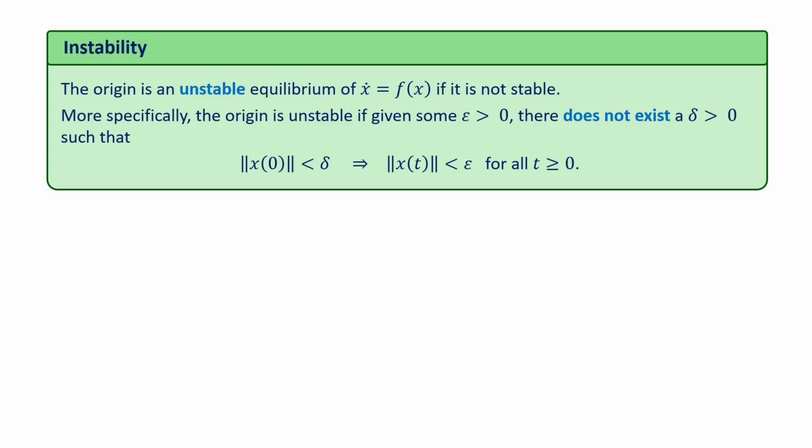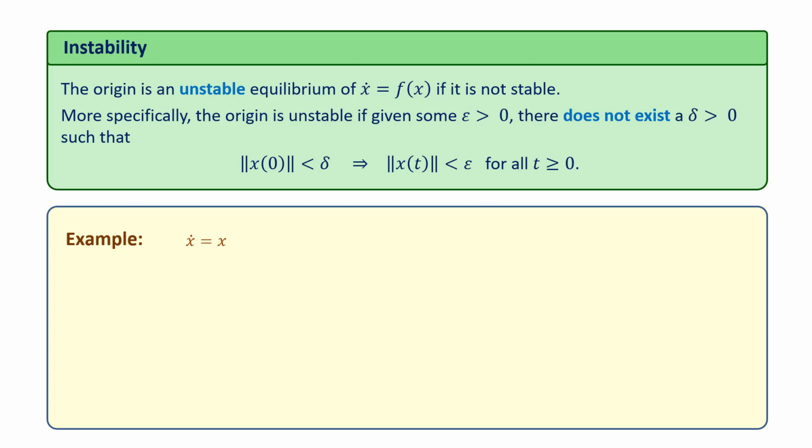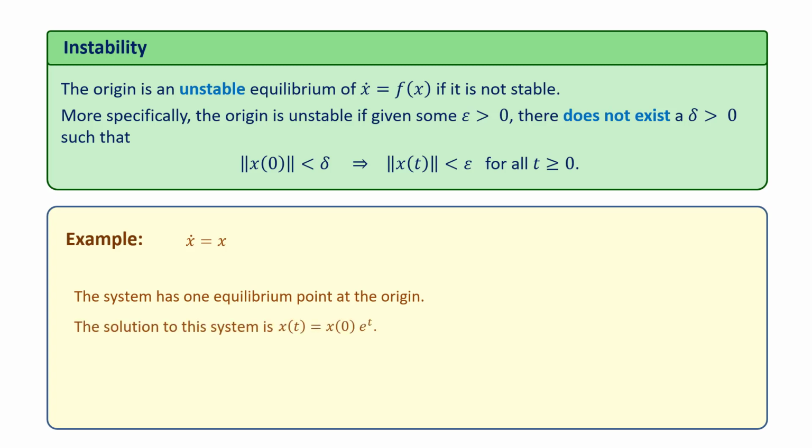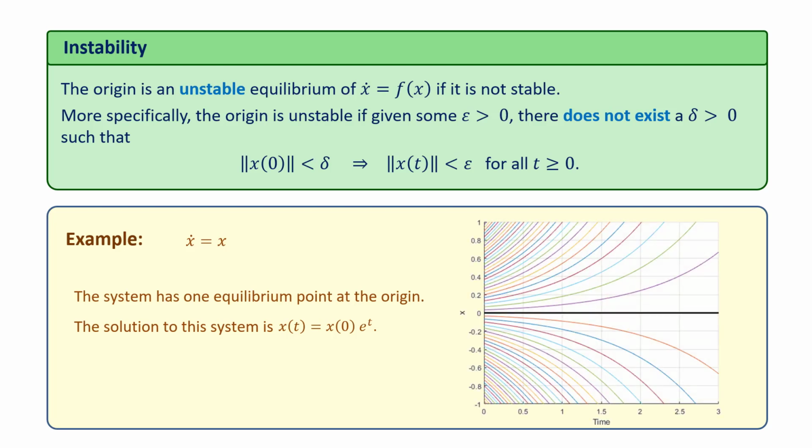Let's study a simple example. Consider a first-order system x dot equals x, and note that this system has one equilibrium point at the origin. The solutions of this system, starting from the initial condition x of 0, are in the form of x of t equals x of 0 times e to the t. So all solutions of this system, except the solution starting at the origin, which is the equilibrium point of the system, grow unbounded. This figure illustrates some of the solutions of this system, including the solution starting from the origin.